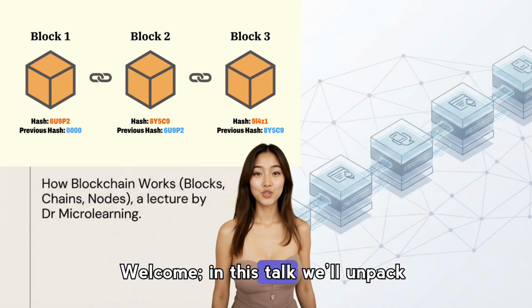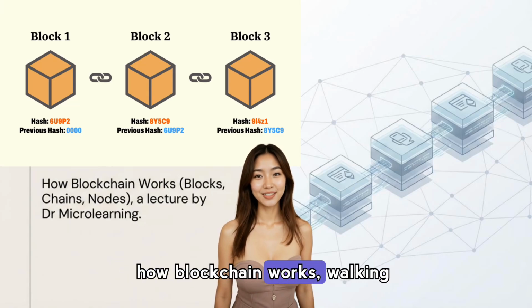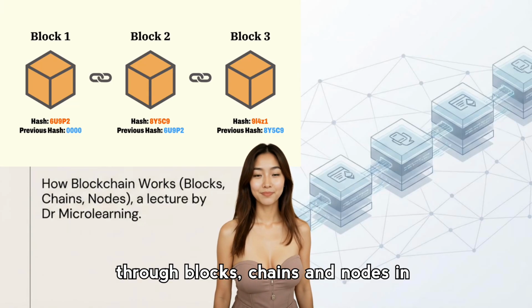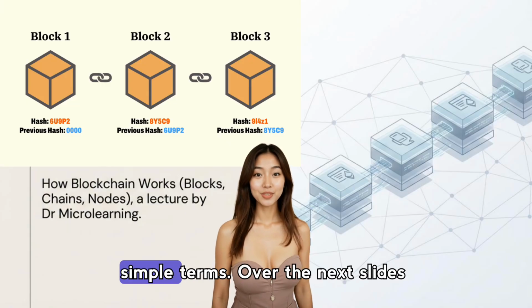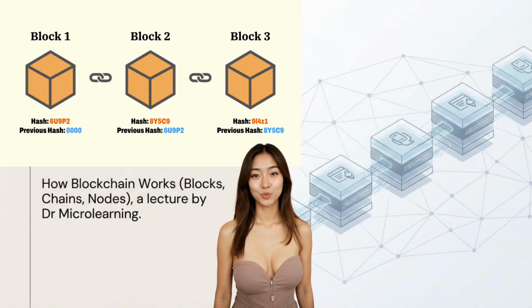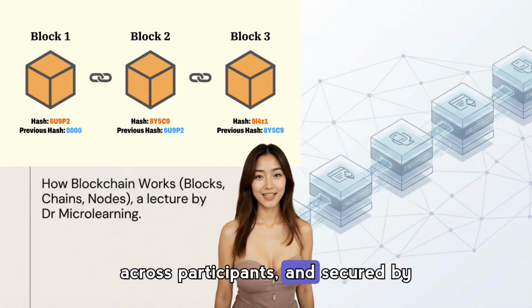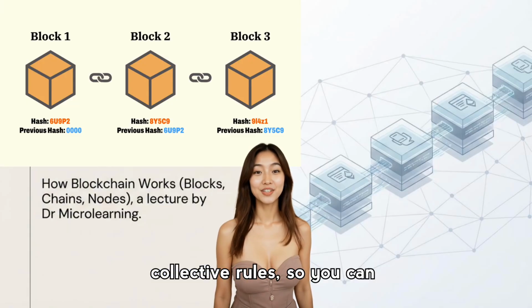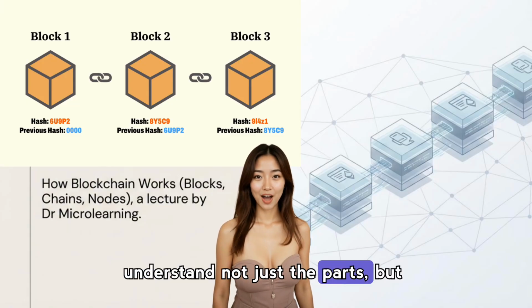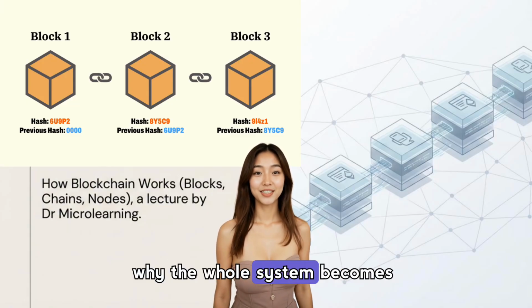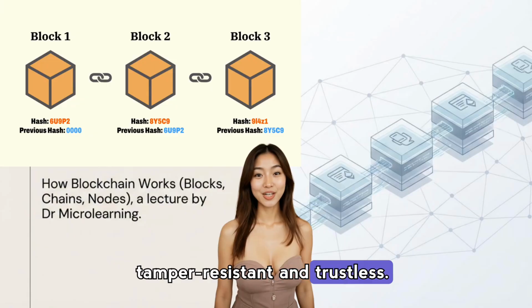Welcome. In this talk, we'll unpack how blockchain works, walking through blocks, chains, and nodes in simple terms. Over the next slides, we'll see how data is grouped, cryptographically sealed, propagated across participants, and secured by collective rules, so you can understand not just the parts, but why the whole system becomes tamper-resistant and trustless.